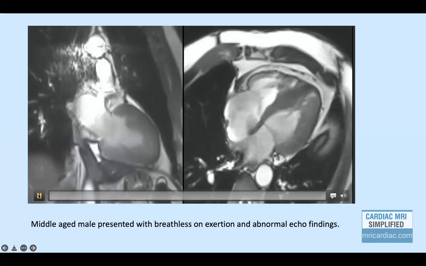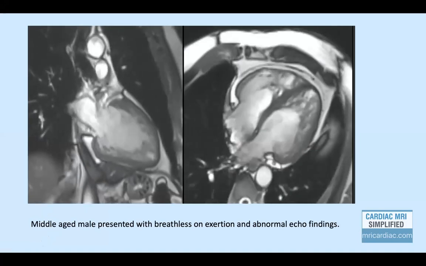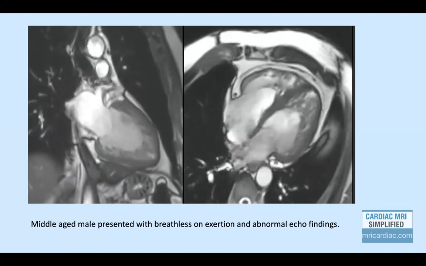Middle-aged male presented with breathlessness on exertion. 2D echocardiography was abnormal and hence cardiac MRI was suggested for further workup.